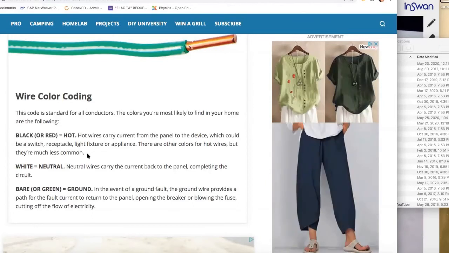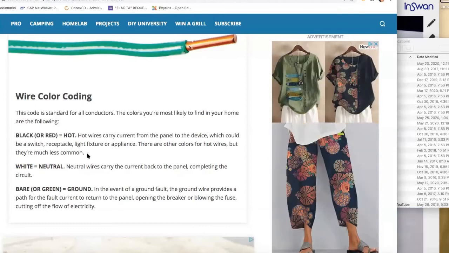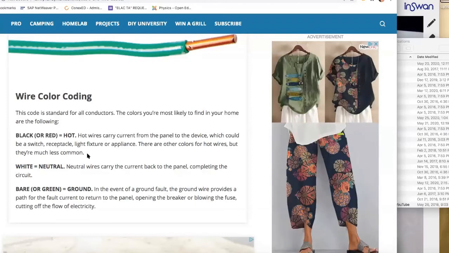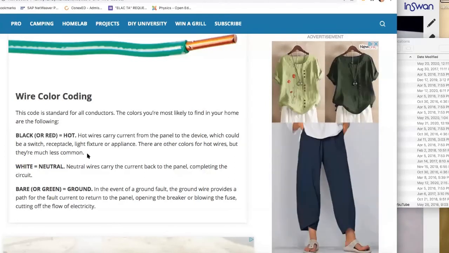White neutral wires carry the current back to the panel, completing the circuit. So in other words, the neutral wire actually does have current. When we say it's neutral, it doesn't mean that it doesn't have current, right? Because it says neutral wires carry the current back to the panel.